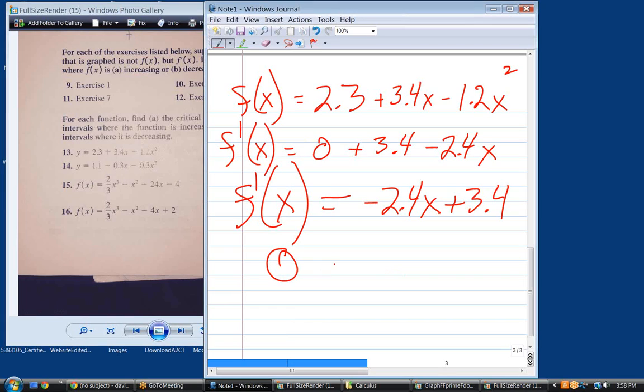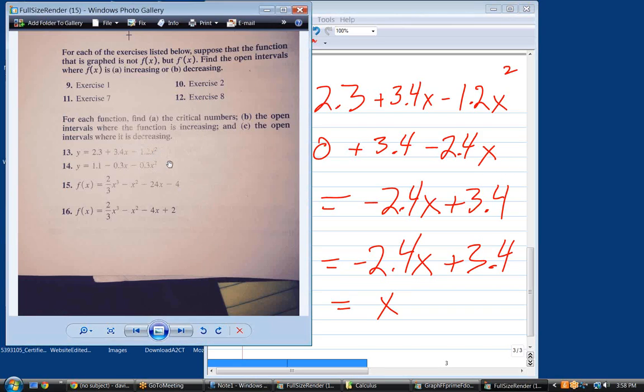So if I do that, that gives me, for starters, my critical point. So x is going to be 2/3, I believe. 2.4, no, 2.4 divided by 3.4 is not 2/3. Whoops. What is that? 12/17? Yeah. So that's my critical point.